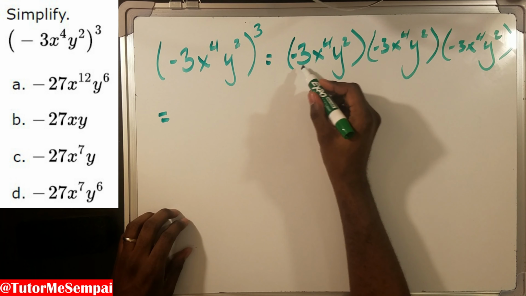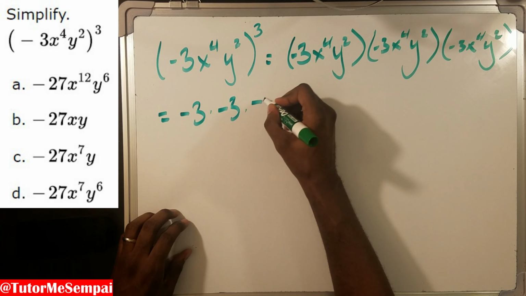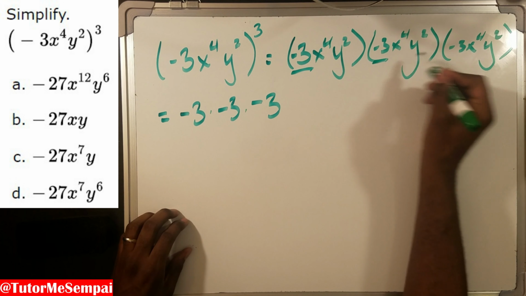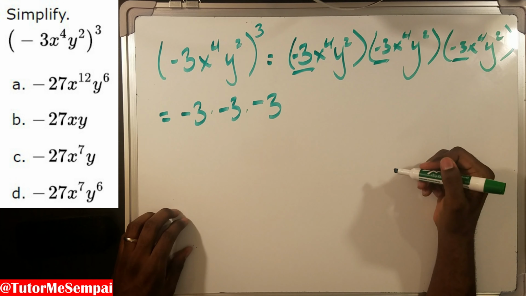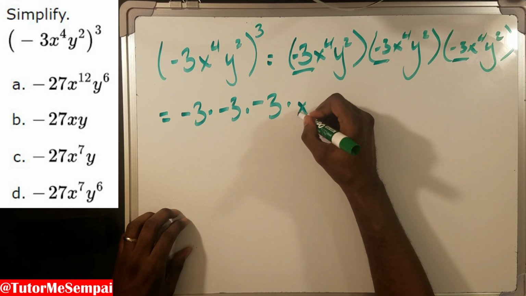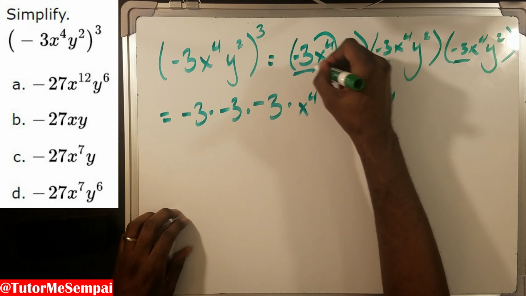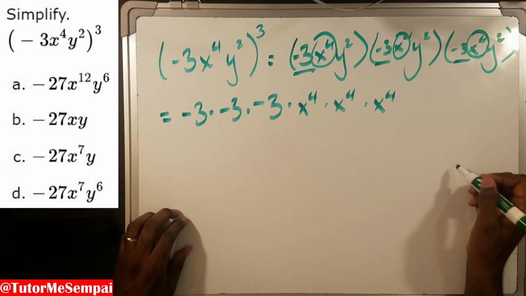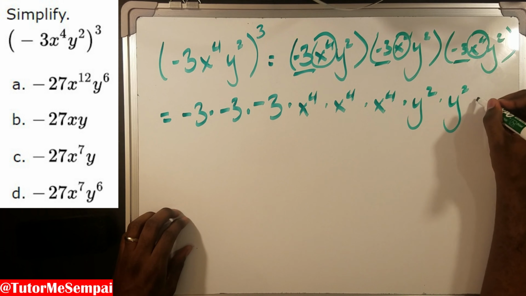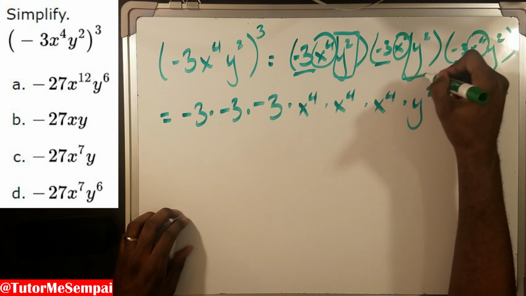We have a -3 in all of these, so let's put -3 times -3 times -3. Those are our -3s. Times x to the 4th times x to the 4th times x to the 4th. So now we have our x to the 4ths, times y squared times y squared times y squared. So now we have our y squareds.